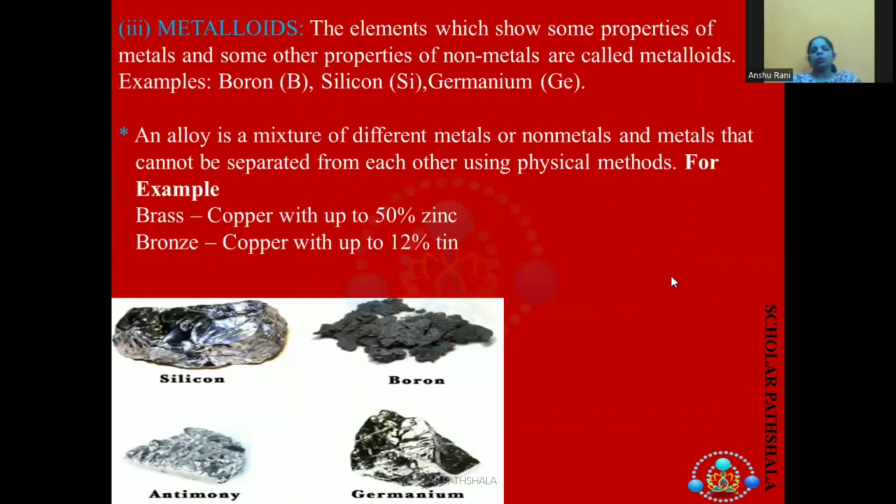Then we have metalloids. Metalloids have properties somewhere in between metals and non-metals. These have properties of metals as well as of non-metals. An alloy is a mixture of metal with non-metal or metal with metal. Alloys have properties different from metals. Like you have steel. Steel has more strength as compared to iron, as in steel we are adding carbon to the iron.